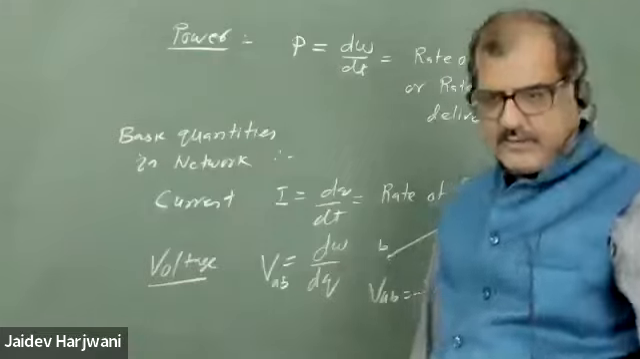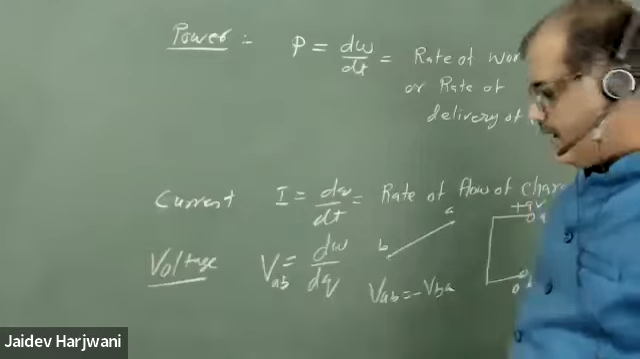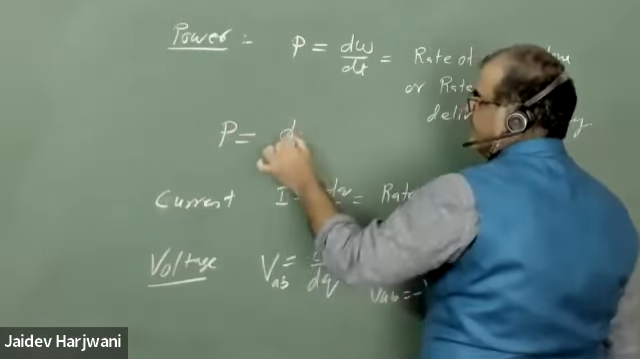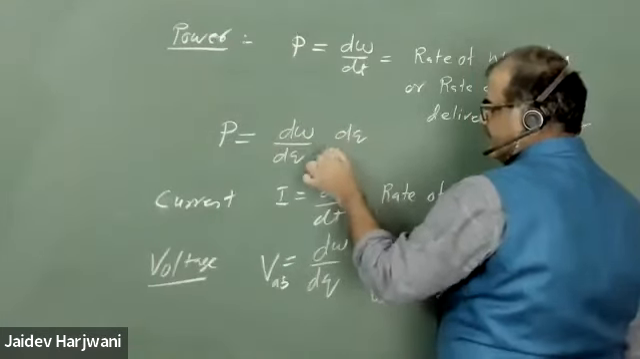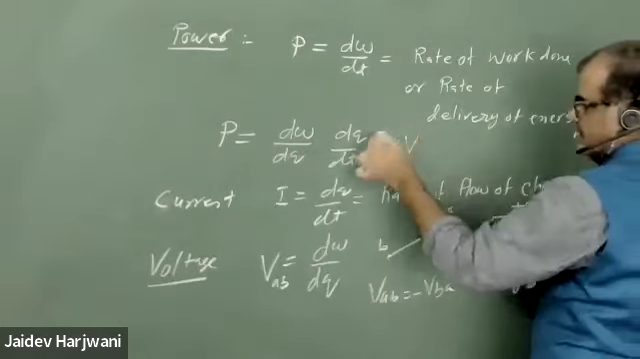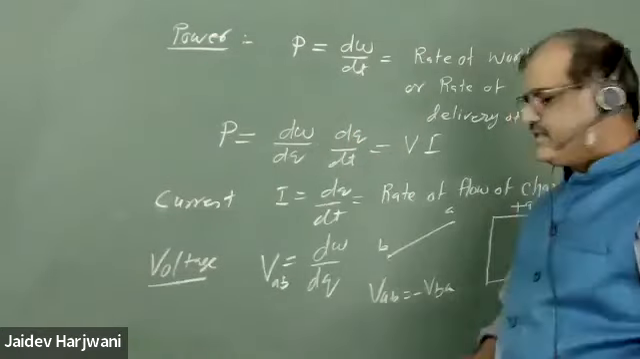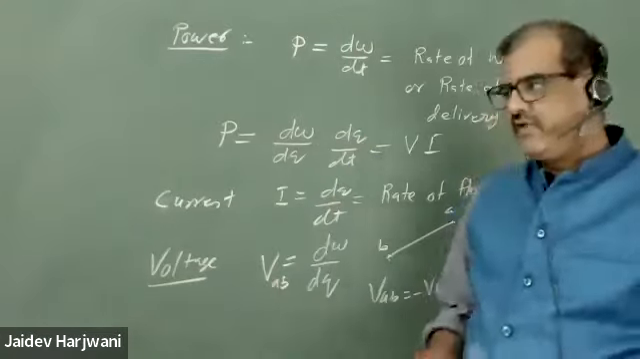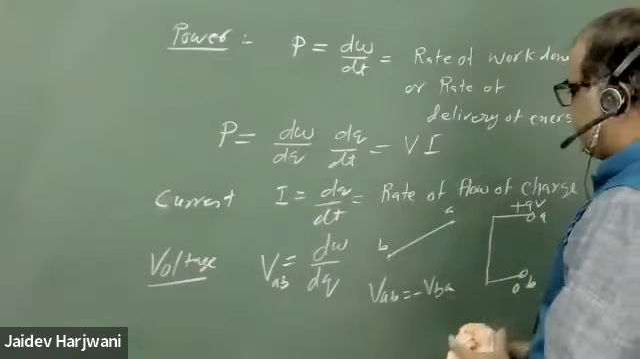Now, if I want to measure power in a circuit, how can I do it? I can write dW by dt as dW by dq times dq by dt. dW by dq is your voltage, and dq by dt is your current. So if I can measure the current and the voltage difference across any branch or resistor, I can know how much power it is consuming.